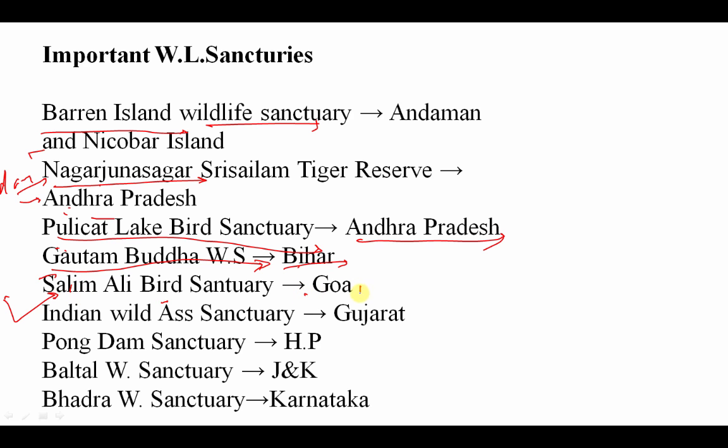You don't need to be confused over this topic. Salim Ali National Park and Salim Ali Bird Sanctuary: the Bird Sanctuary is in Goa. Indian Wild Ass Sanctuary is in Gujarat. Pong Dam Sanctuary: there is one Pong Dam in Himachal Pradesh, and there is a sanctuary there too, in Himachal Pradesh.